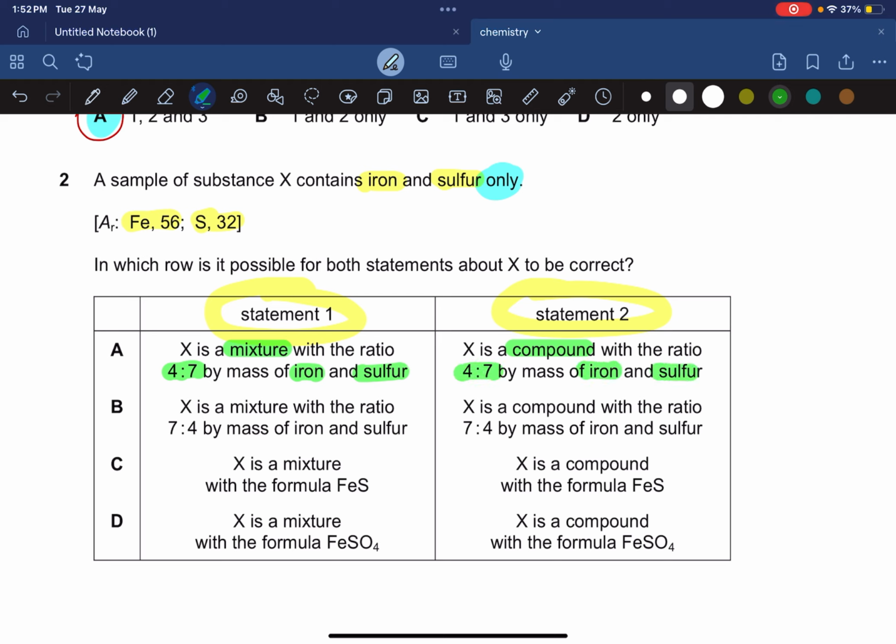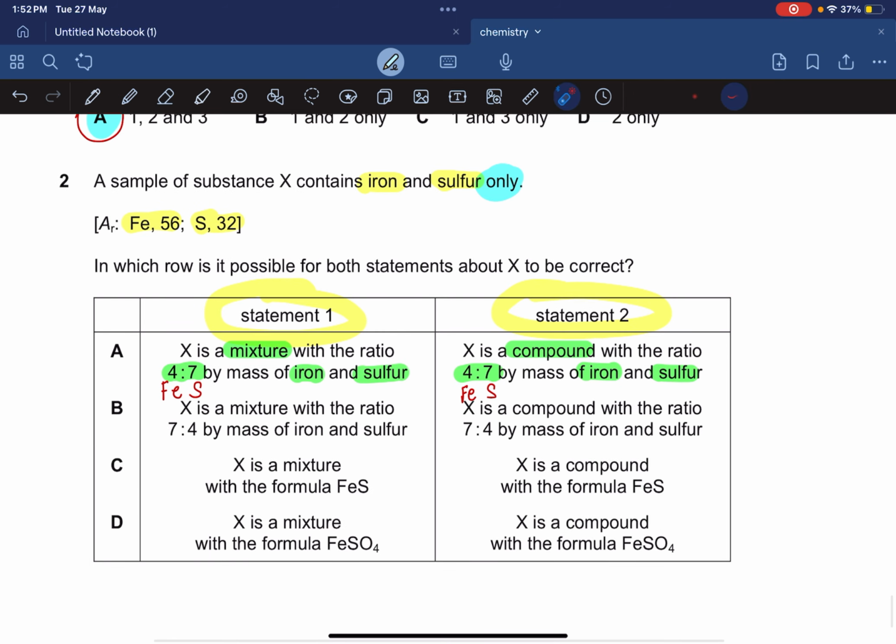You need to understand that 4 is the ratio of your iron and 7 is the ratio of your sulfur. Over here, 4 is the ratio of your iron and 7 is the ratio of your sulfur. That's the first statement. Now let's move on to the second one. The second statement says X is a mixture with the ratio 7:4. Now they've flipped the ratios. Over here it was 4:7, over here it's 7:4, by mass of iron to sulfur, and X is a compound, again a compound with the ratio 7:4 by mass of iron and sulfur.